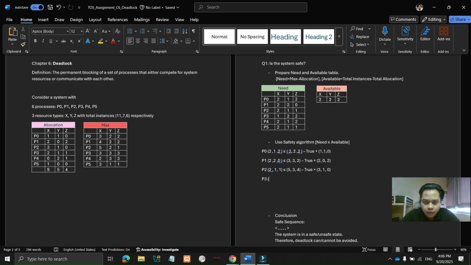P3, the need is 1 2 2. The available updated becomes 4 8 4 4. Okay. Then this can also be true. Then we plus the allocation, the available with allocation. P3 is 2 1.